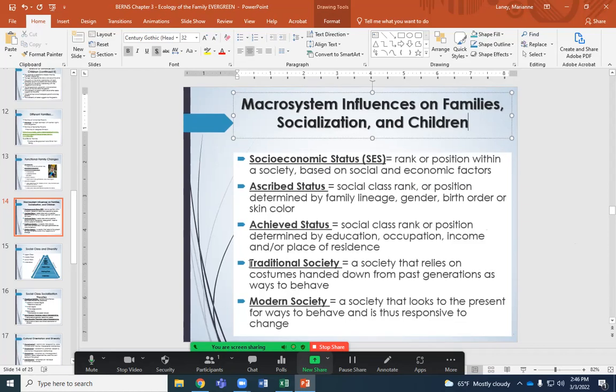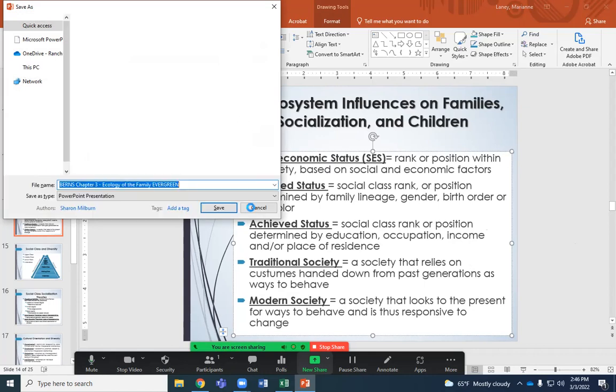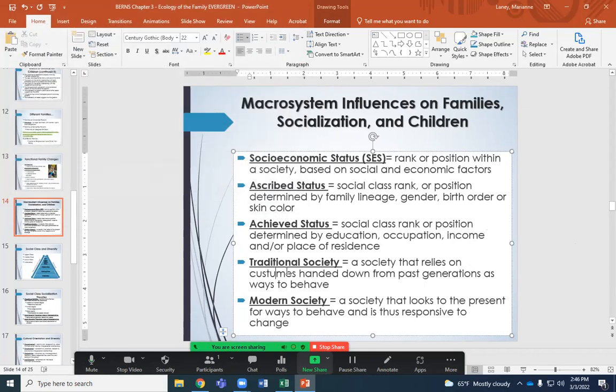what type of societies, like our traditional society, like something that relies on customs, not costumes, customs. Just a little bit of my learning disability that comes out every once in a while. C-U-S-T-O-M-S. Customs, there we go. It's a society that relies on customs handed down.